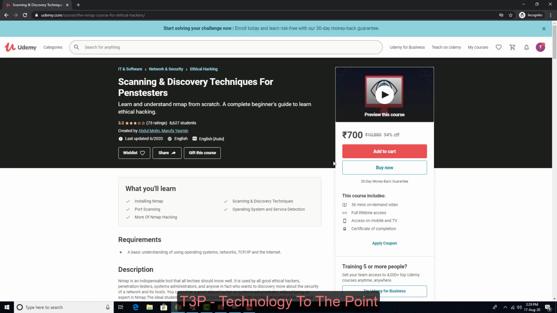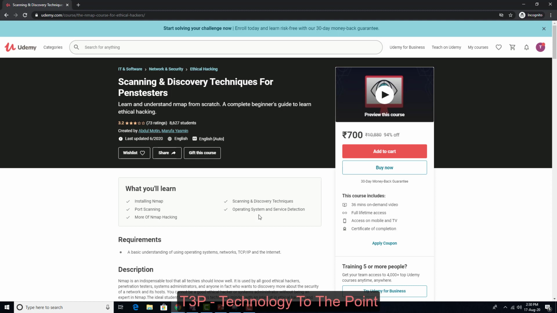So guys, once you click on the URL given inside the description box, you will come across this page, and you can see this course is also not free. What you will get in this course: it is just a 36-minute course, and it will give you brief information related to installing Nmap, how it does port scanning, scanning and discovery techniques, and operating system and service detection.